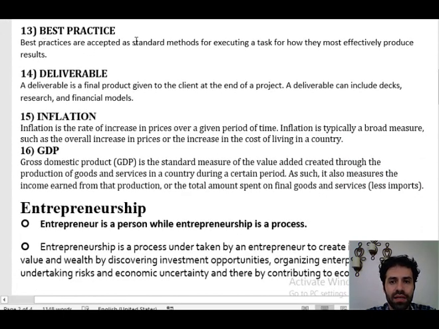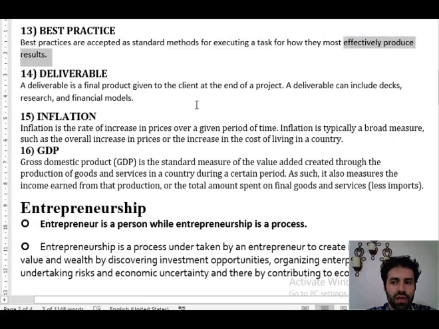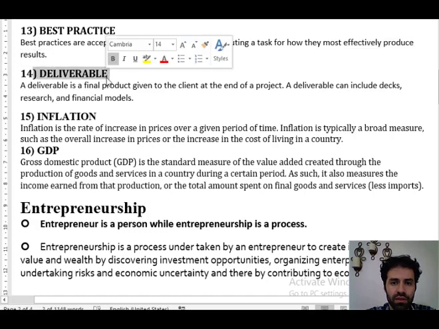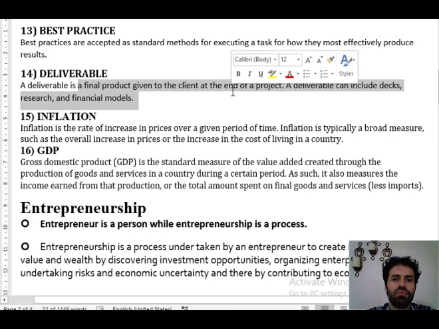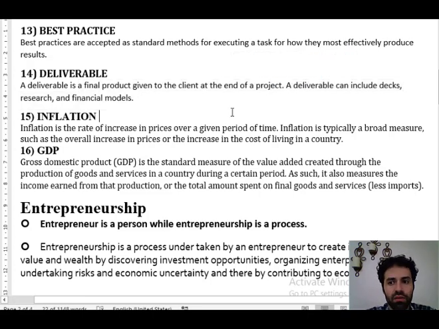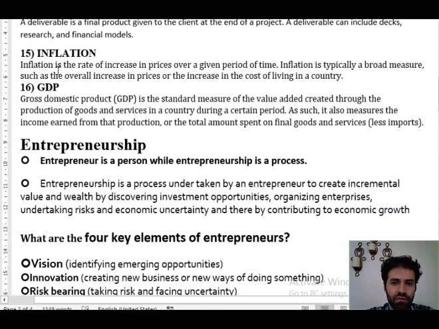Best practices are accepted as a standard method for executing a task. That's it. To which they can effectively produce the results. What is the deliverable? Deliverable is a final product given to a client at the end of a project. So deliverable is a kind of the final product that you can give to the customer at the end of the project. What is inflation now?